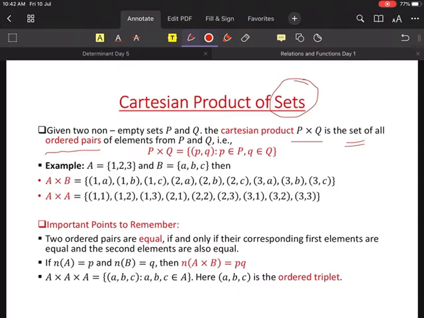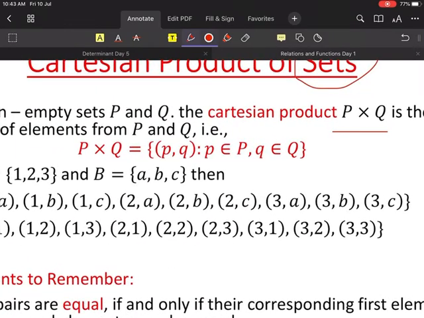Understood? Now how will I write the Cartesian product? P cross Q is given by... Which form is this one? Is it roster form or set builder form? It's set builder form because you see the colon in there. Now look at it carefully. In set builder form, what did we have? Our set builder form was like this: x colon, then we write the characteristics of x. Yes or no? Everybody agrees?